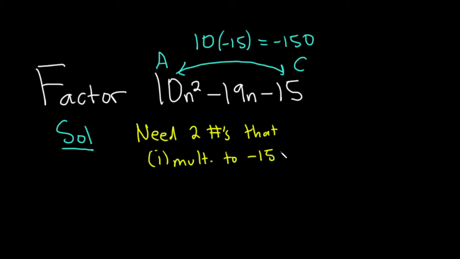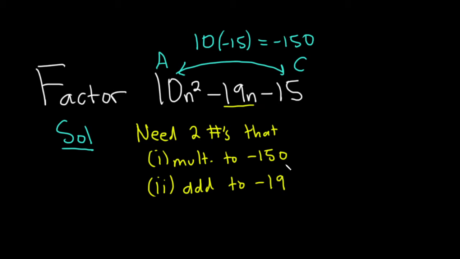You might say, oh, we already have those numbers. This is true, but it's usually not going to be these, right? So two, they have to add to the middle number. So they have to add to this negative 19.